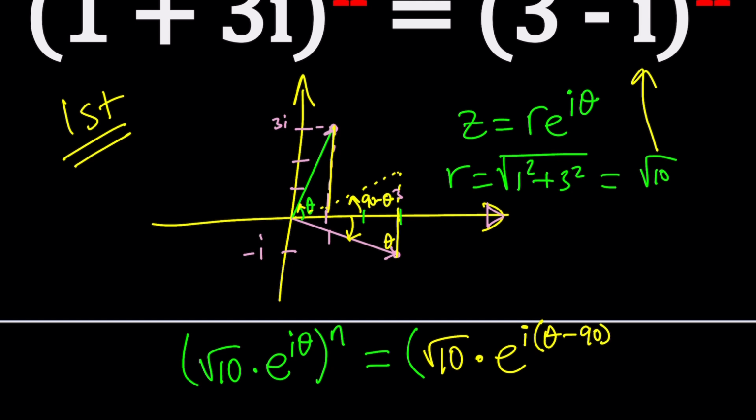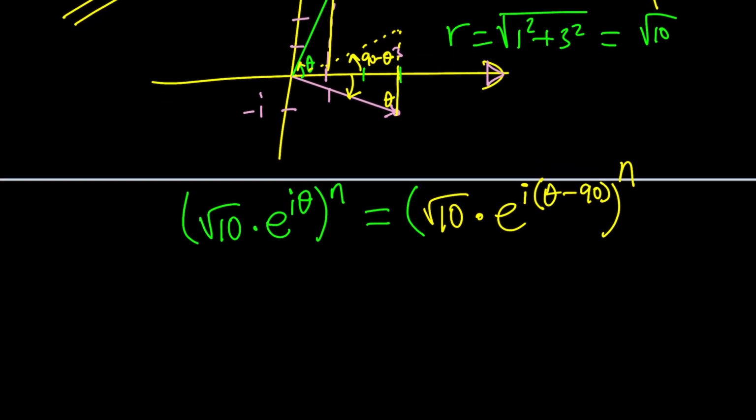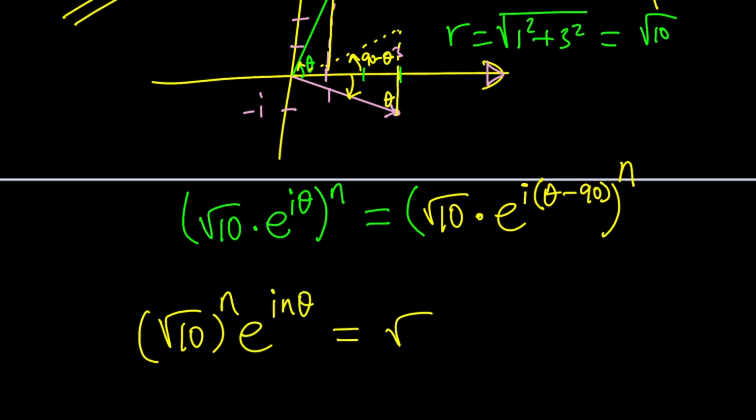And then, of course, I still need to raise it to the power n. Okay? So where do we go from here? Well, first of all, notice that the square root of 10 to the power n is going to cancel out. Nice. But what about the angles? Let's find out. So let's go ahead and expand it. It's going to look like this: e to the i n theta, and then root 10 to the power n, e to the power i n theta minus 90. Awesome. These two terms are going to cancel out.